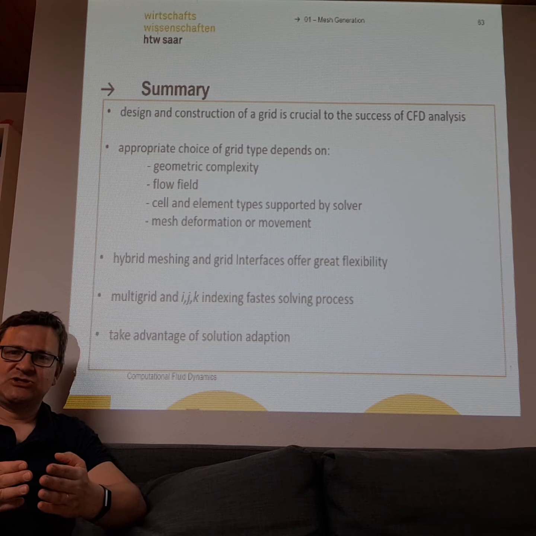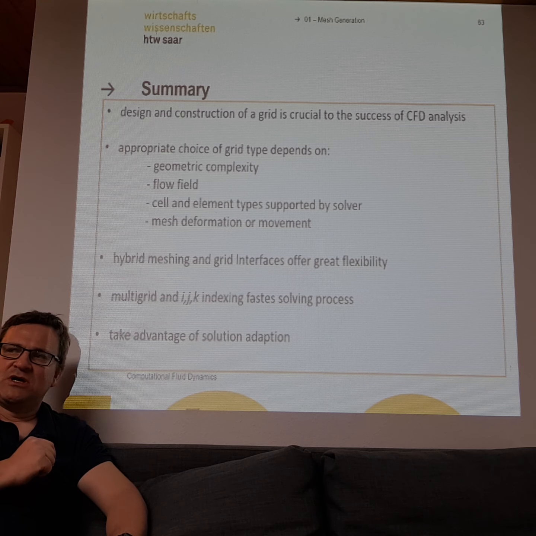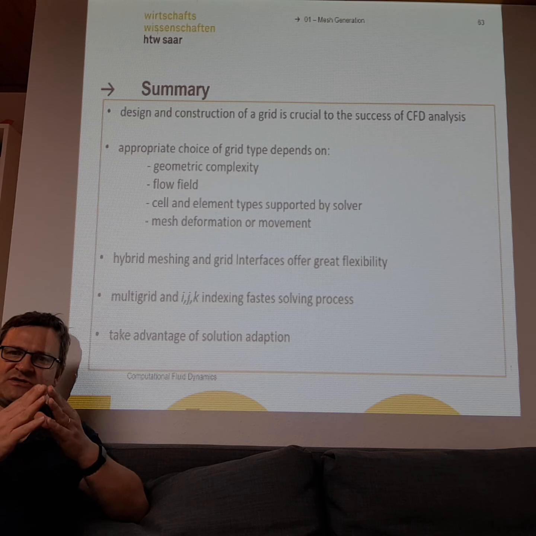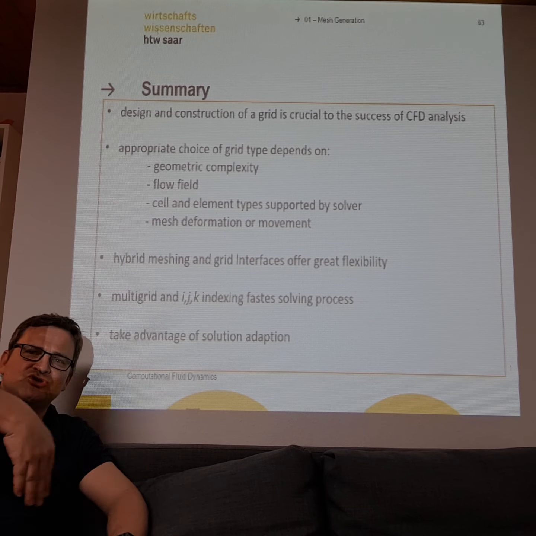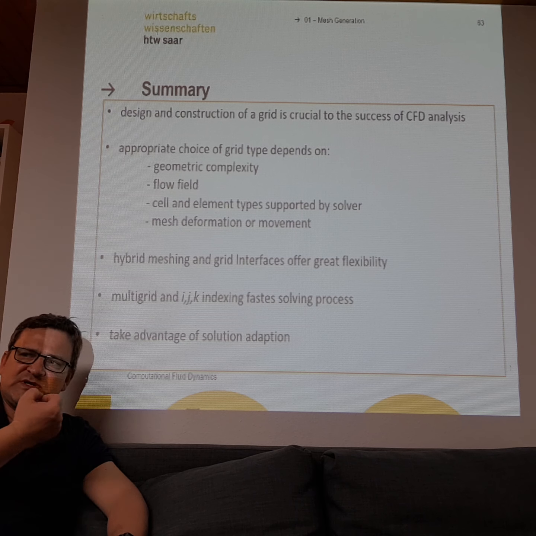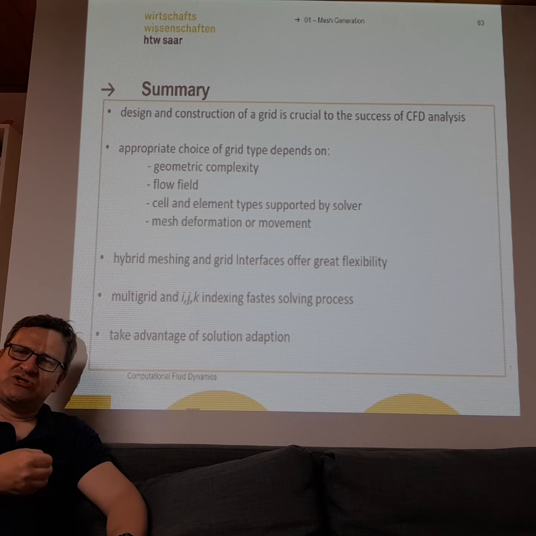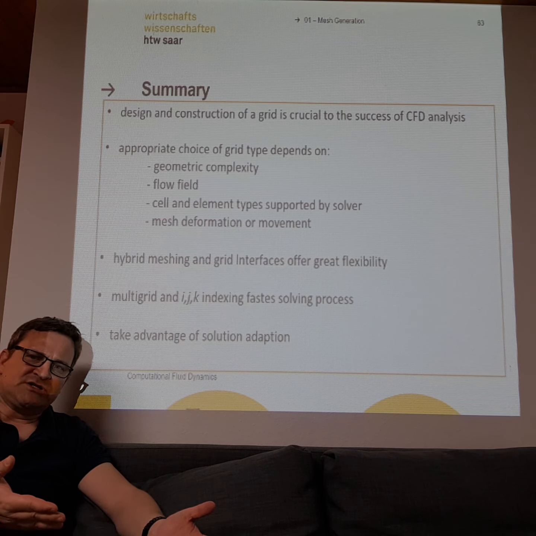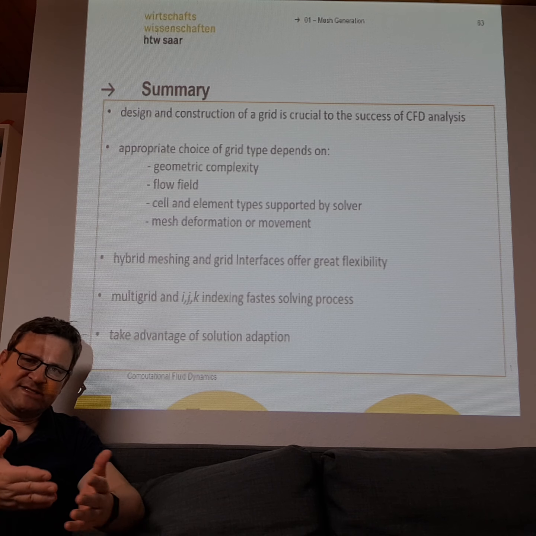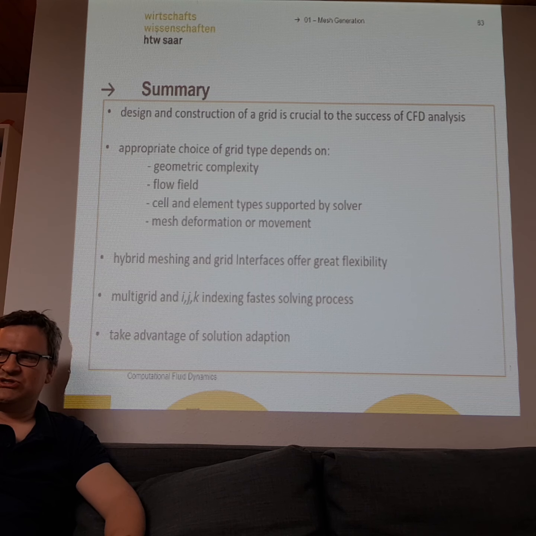If you have a complex geometry like a dinosaur, you need complex cells. You have to take a choice of your flow field. You have high gradients, turbulence, swirls, cloud swirls, like hurricanes. You need a good resolution at the region where your hurricane appears. And you have to take mesh deformation into account. If you have for example, geometry of a car cylinder, you can't have static cells because the piston is moving. You need also moving meshes.